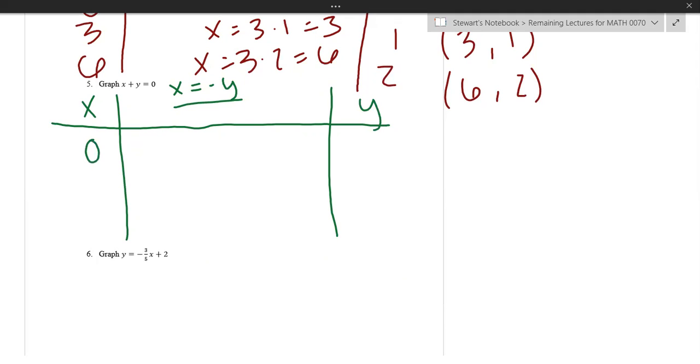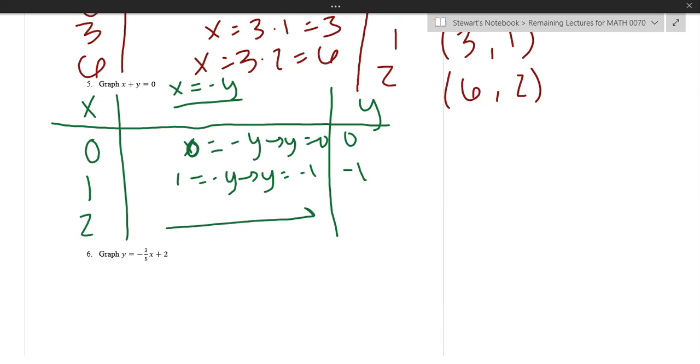So if I pick 0 here, I have x is 0 is equal to negative y, so y equals 0, so that's 0. If I pick 1 here, we have 1 is equal to negative y, so y equals negative 1. And if I pick 2, same pattern, y is going to be negative 2. We essentially are just negating the value here.